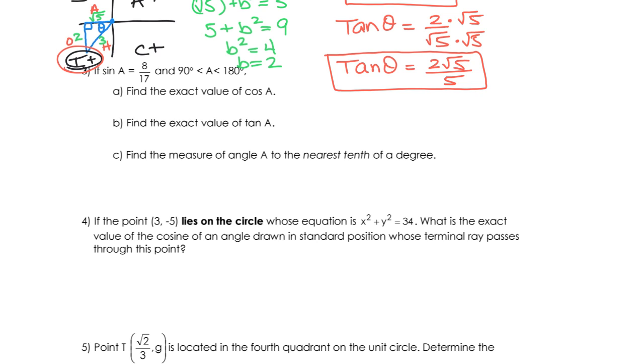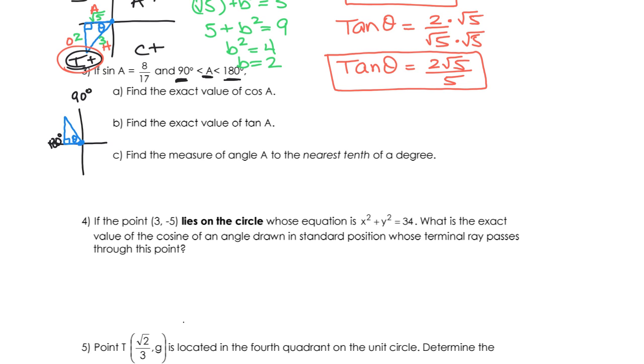In 3, it says if sine A equals 8 over 17 and angle A is between 90 degrees and 180 degrees. So on our graph, 90 degrees is up here and 180 is over here. So what they're telling us is that angle A is a quadrant 2 angle. So in order to get into quadrant 2, we're going to start at the origin. We're going to go to the left and up in order to get into quadrant 2. And then we'll come back to make our right triangle.